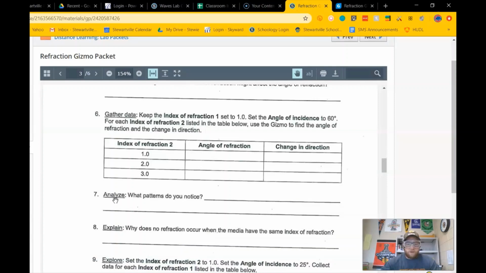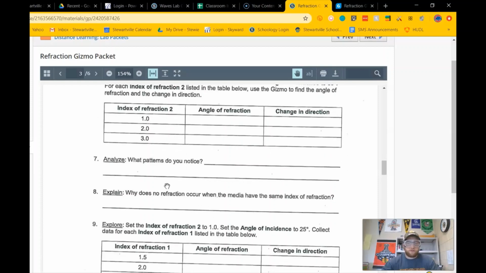Now, number 7, analyze. What patterns do you notice? Again, we need to look at that table we just filled out. So what we were changing was the index of refraction 2, and it was getting bigger. So as the index of refraction in our second medium got bigger, how did that affect the angle of refraction, and how did that affect the change in direction? What patterns do you notice in the table above?